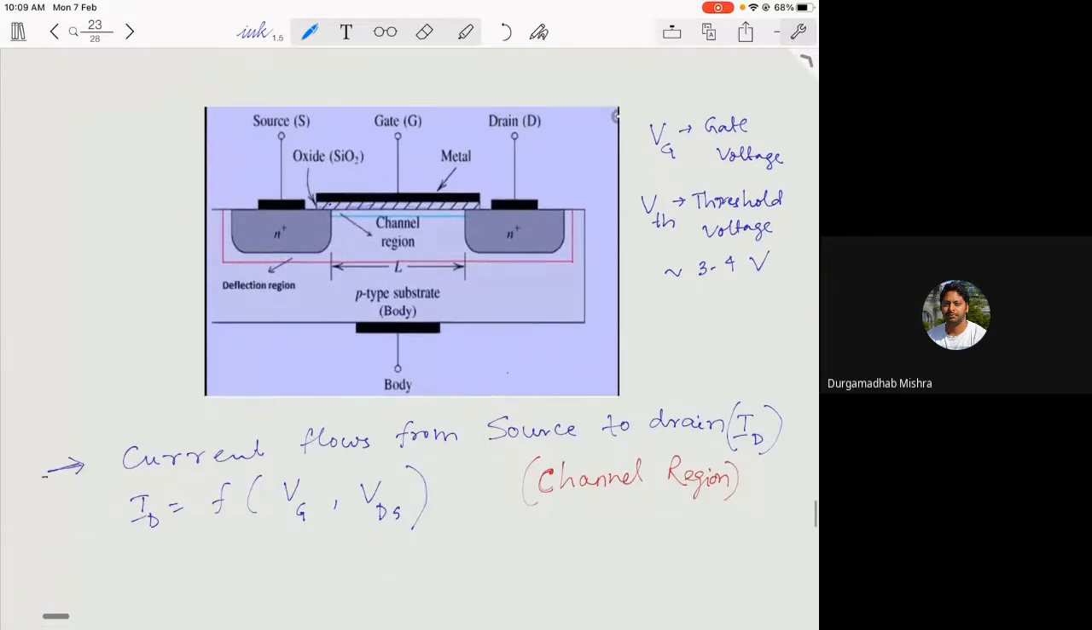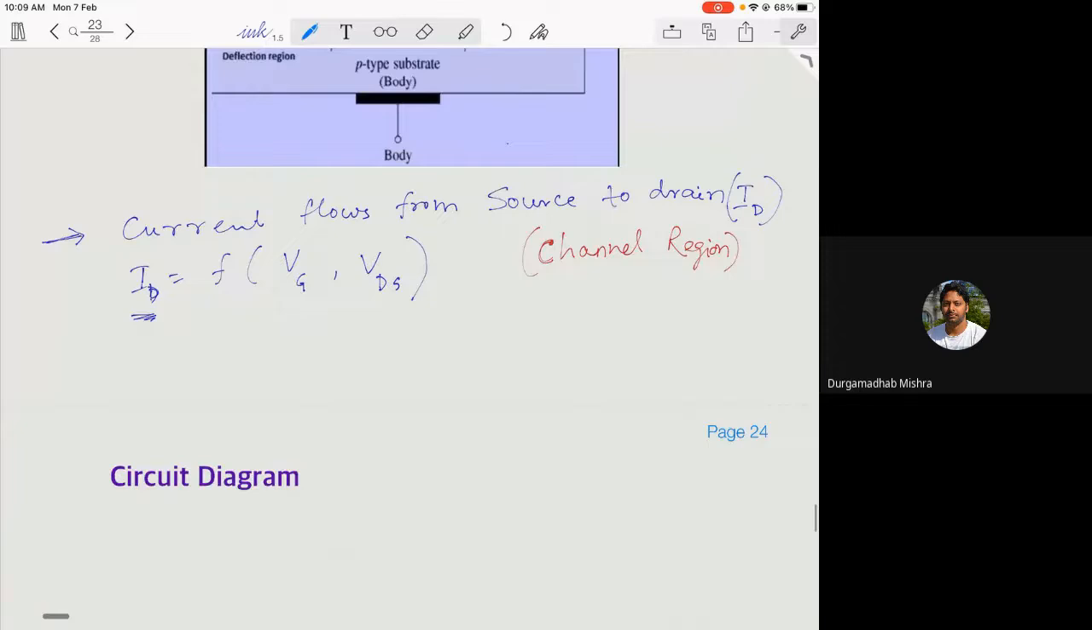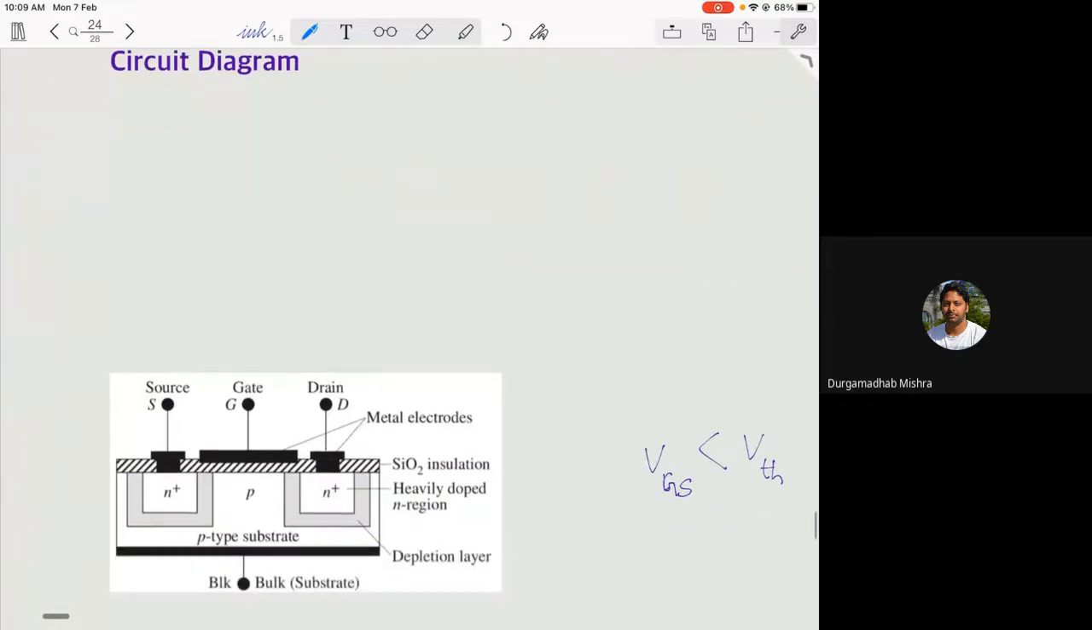So this current, the flow of current from source to drain, we call ID. This is known as ID, the current from source to drain, which will be a function of the gate voltage, as well as, again, you need to also apply a voltage across the source and drain. So the ID, this current, will also depend on that. So let's look at the circuit diagram first, and then we can understand the characteristic of the transistor.